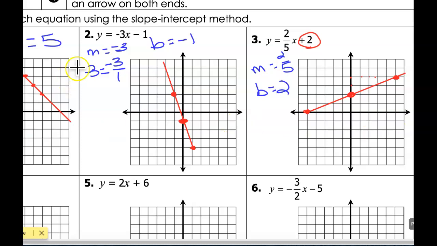All right, remember, anytime the slope is negative, our line's going to fall as it goes to the right. Anytime our slope is positive, our line will rise. It will go up as we go to the right.